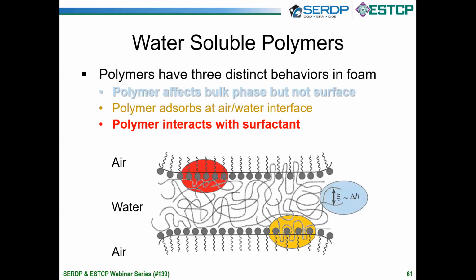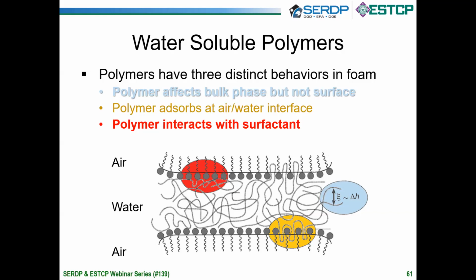This is probably the most important part of the formulation because surfactants by themselves don't give us a stable enough foam. We need to add something else that will give the foam more structure. And what we use are water-soluble polymers. Polymers can have three distinct behaviors in foam. If you look at the blue polymer, it's not surface active. It's in solution, it's in the bulk phase, so it's affecting the viscosity, but it's not interacting with the surface. And that's one behavior that we can see from a polymer.